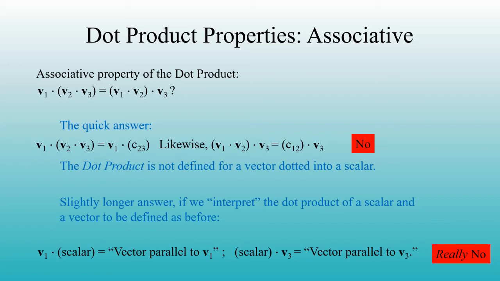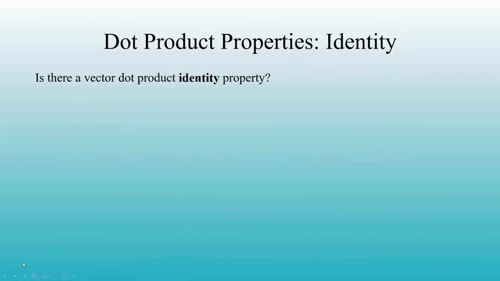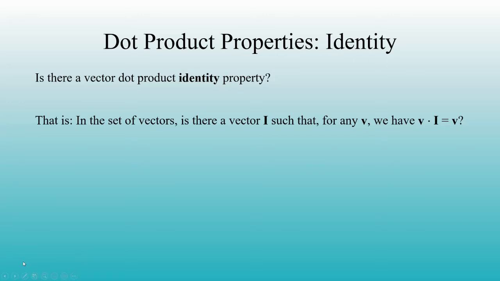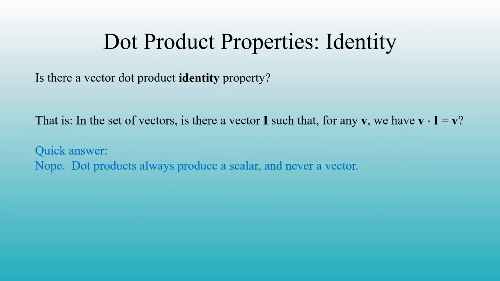Okay. Also note that this last line allows us to avoid the question as to whether v1 dot v2 dot v3 can be considered defined. Whew! Do vectors have an identity property under the dot product? For this to be true, our standard definition is that there would have to be a vector I in the set of vectors such that v dot I is always v. So again, the quick answer is no. There is no vector in the set of vectors that returns anything other than a scalar when it is dotted into a vector v.